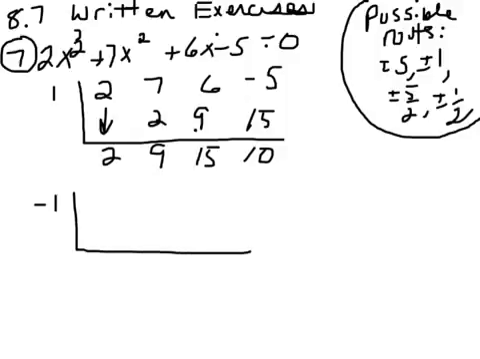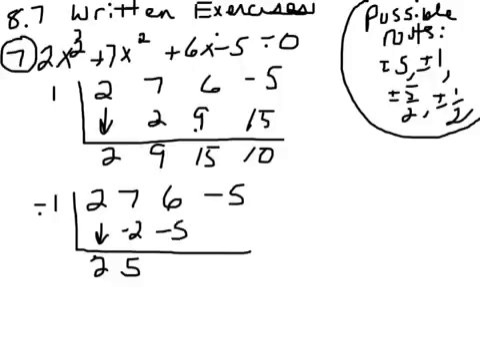Sometimes if 1 doesn't work, negative 1 isn't going to work either, but let's just see. We never know. So drop down your 2. Negative 1 times 2 is negative 2. 7 and negative 2 is 5. Negative 1 times 5 is negative 5. 6 and negative 5 is 1. Negative 1 times 1 is negative 1. That one didn't work either, because that adds to negative 6. So we know that plus or minus 1 didn't work. Let's try plus or minus 5.